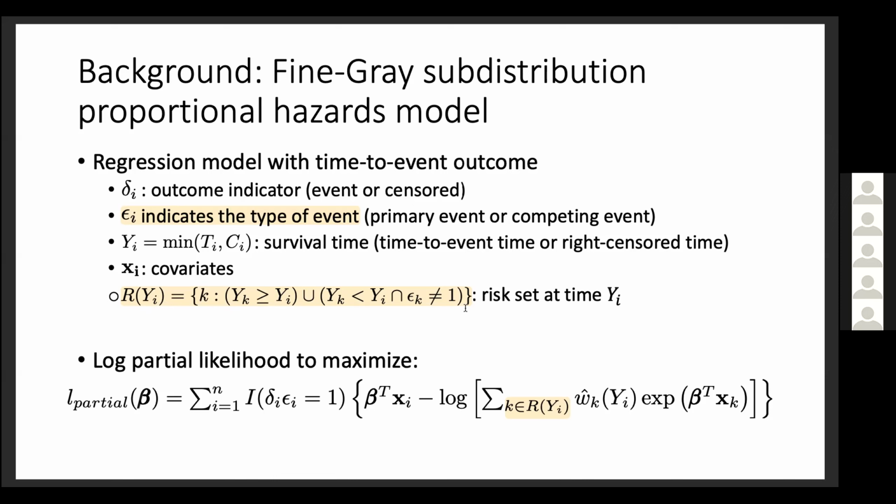We still consider those patients in the risk set because they haven't experienced the primary event. So actually, the Fine-Gray model studies the time to the primary event in the case that the patients are also at risk for competing events. The log partial likelihood of the Fine-Gray model is also very similar to the Cox model. The only difference is we have pre-computed weights on the second risk set here.